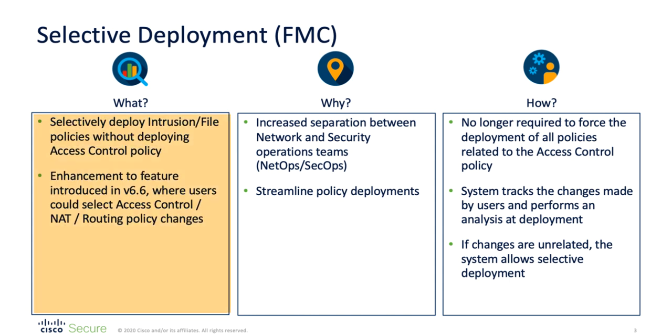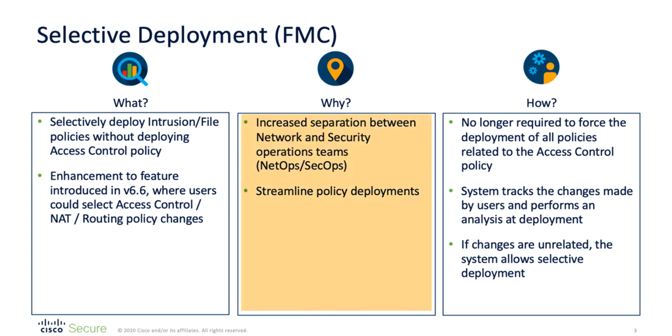We now have improved workflow separation between network and security operations teams. Prior to this release, if an access control policy is out of date, all other policies within the access control group need to be deployed, regardless of whether or not changes have been made to the other policies. We can now selectively deploy intrusion and/or file policies without deploying an access control policy, even if the access control policy is out of date.